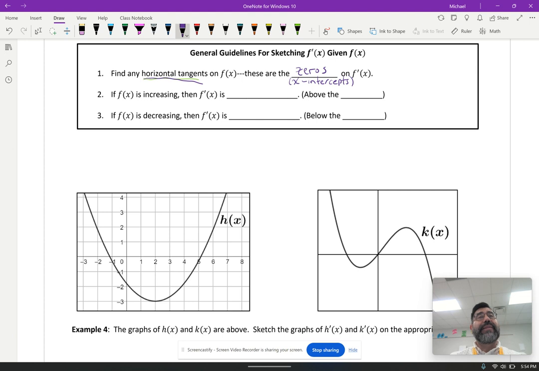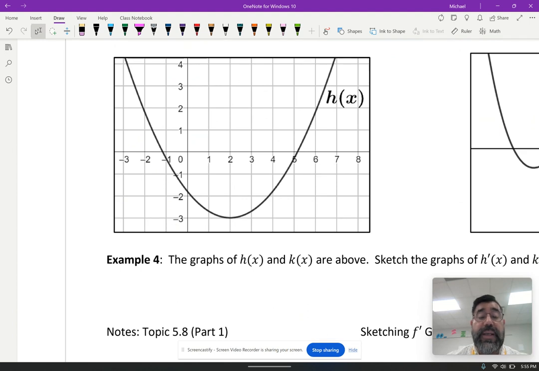So wherever we see a horizontal tangent, usually with a maximum or a minimum, we'll be plotting those points as zeros on the derivative graph. We should also remember that if the function is increasing, then f prime is positive, which means the derivative graph is above the x-axis. And if f is decreasing, then f prime is negative, so that part of the graph is below the x-axis. If we have those 3 main ideas in mind when we do our curve sketching, it's going to come in handy.